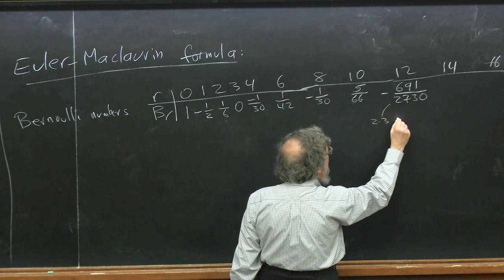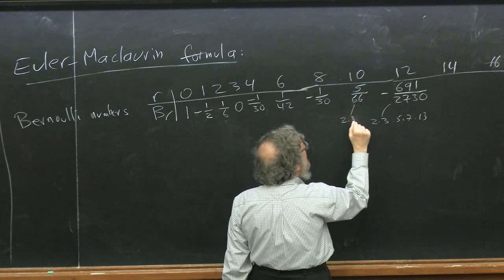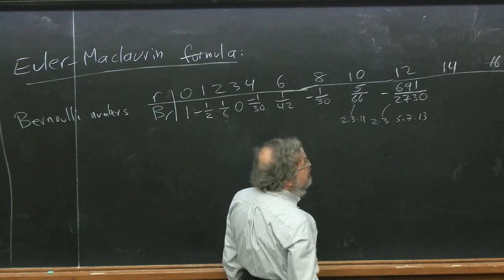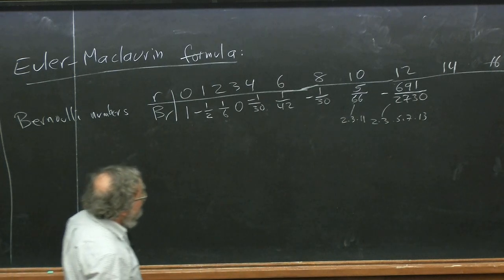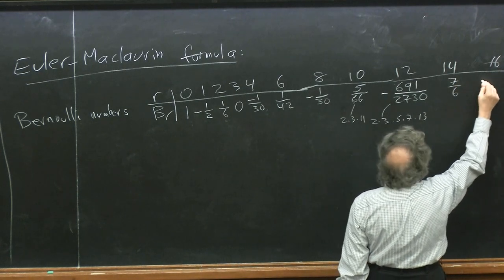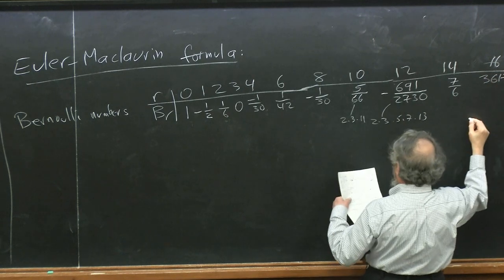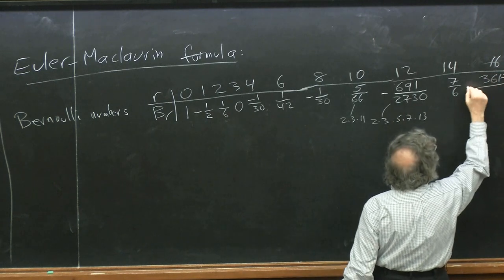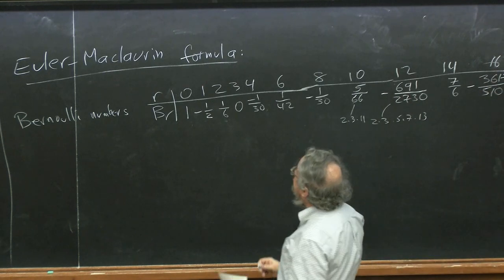It's 2 times 3 times 5 times 7 times 13. This is highly factored. It's 2 times 3 times 11. The numerators are prime. They aren't in general prime, but they don't have very small prime factors. The next one, which is again positive, is again very simple, 7 sixths. And the next one, there's again a prime, as it happens, 3617 over that number. I didn't remember. It's got a minus sign over 510. So these are the first few.